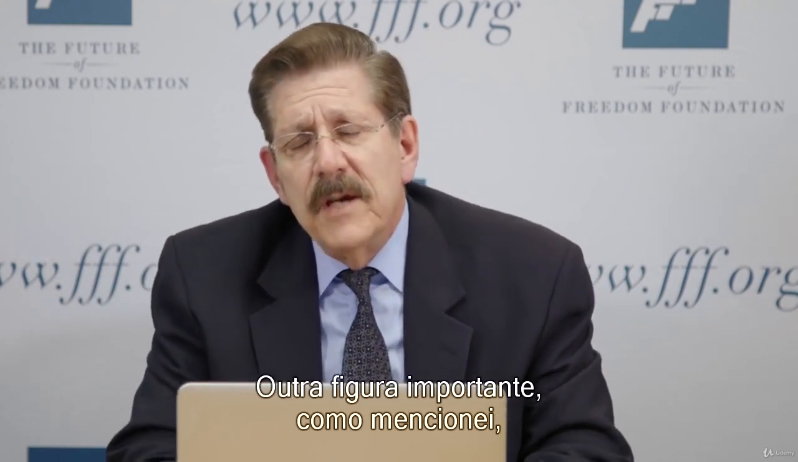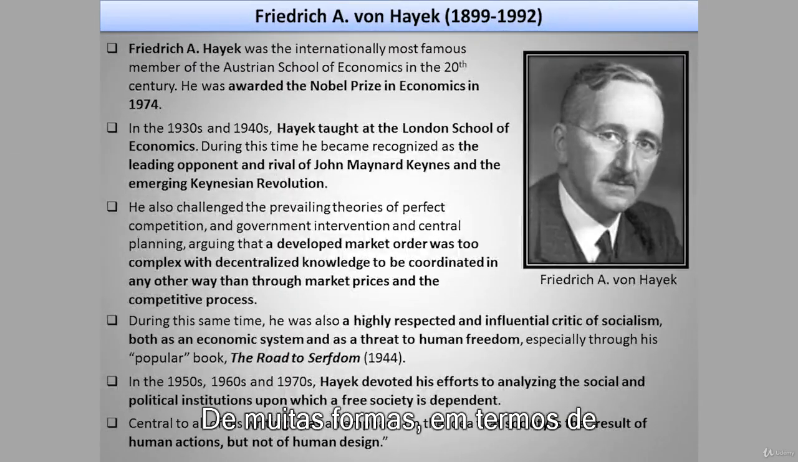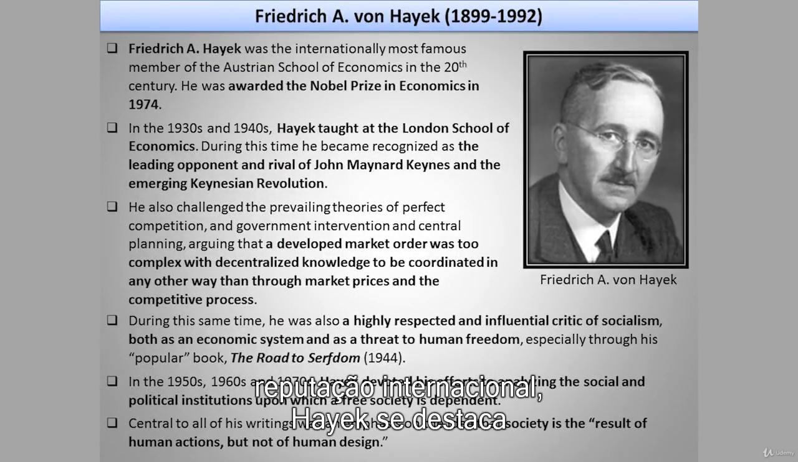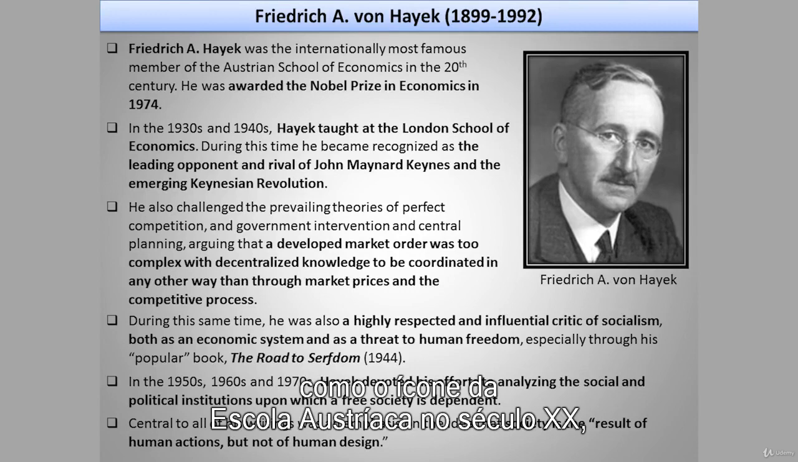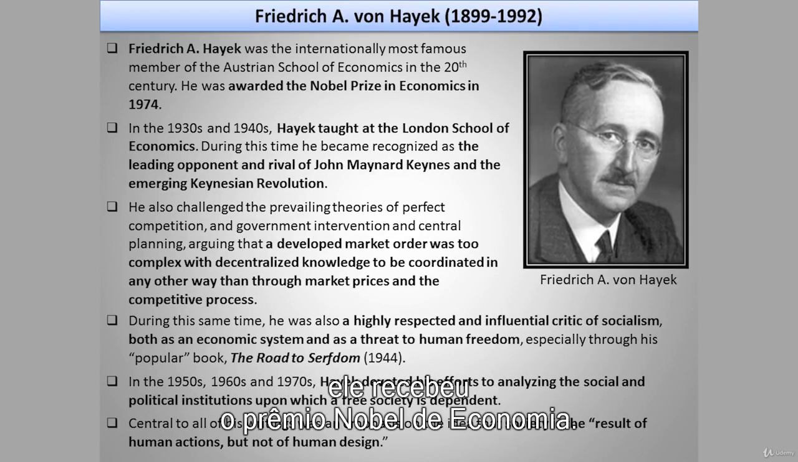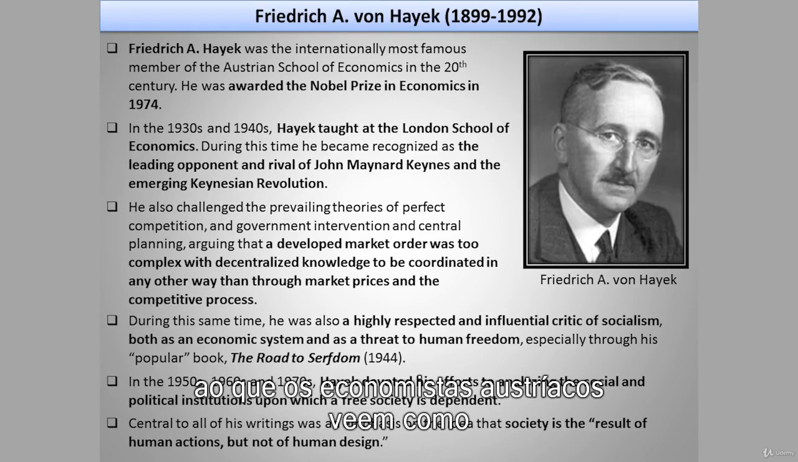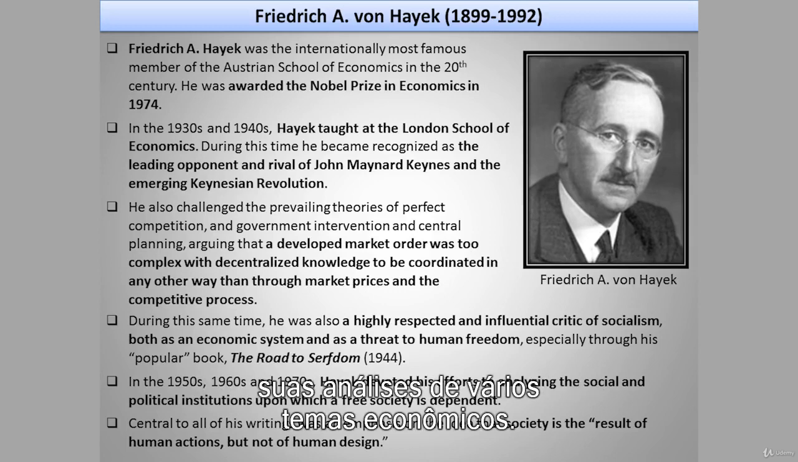And one other major figure, as I mentioned, was Friedrich A. Hayek. Indeed, in many ways, in terms of an international reputation, Hayek almost stands as the representative of the 20th century Austrian school, to a great extent because in 1974 he was awarded the Nobel Prize in Economics, and for much of that, for his contributions to what Austrian economists view as his views on various Austrian economic themes.